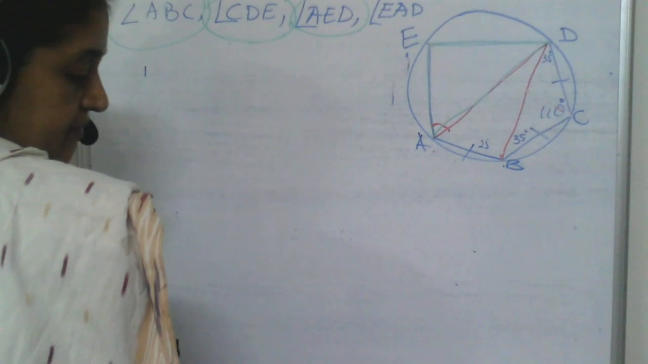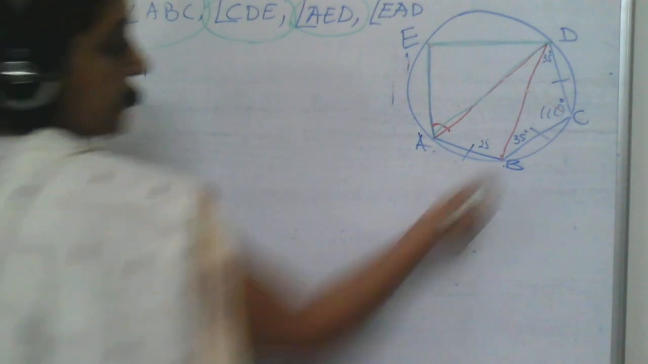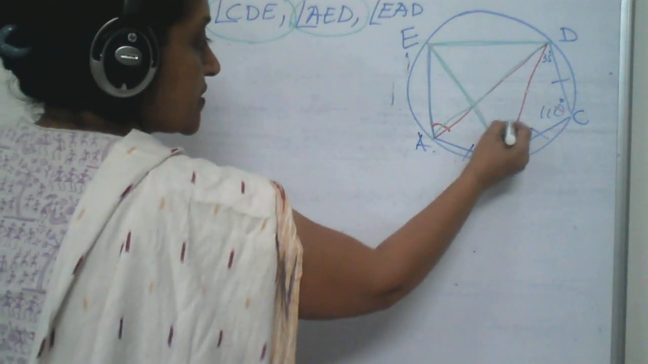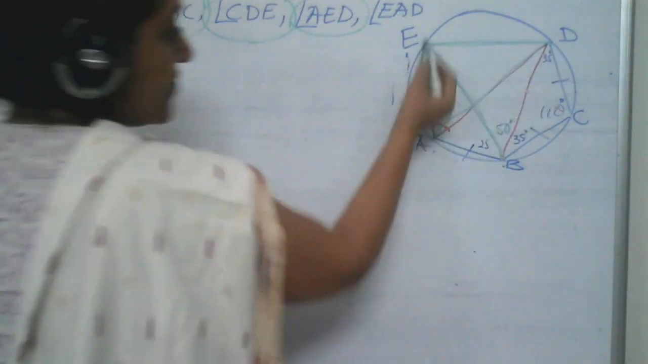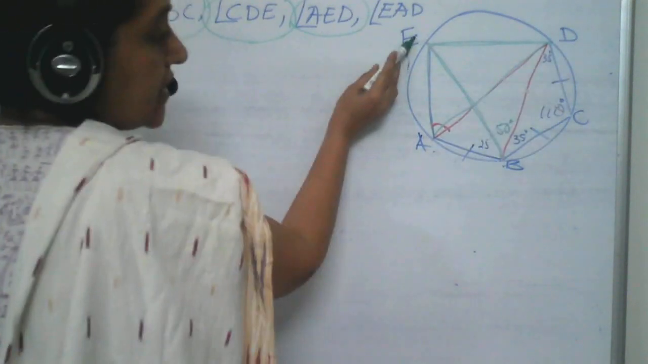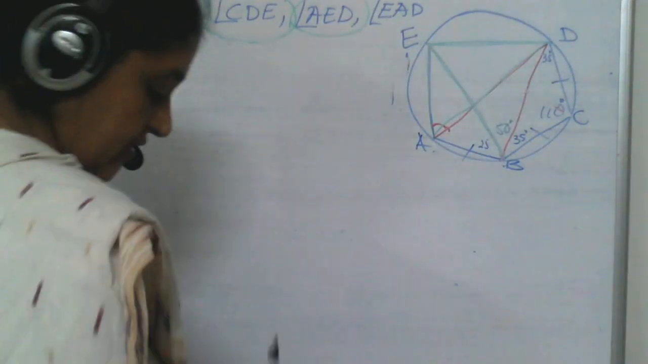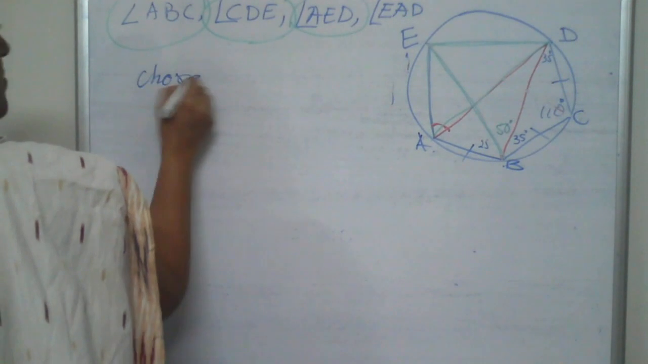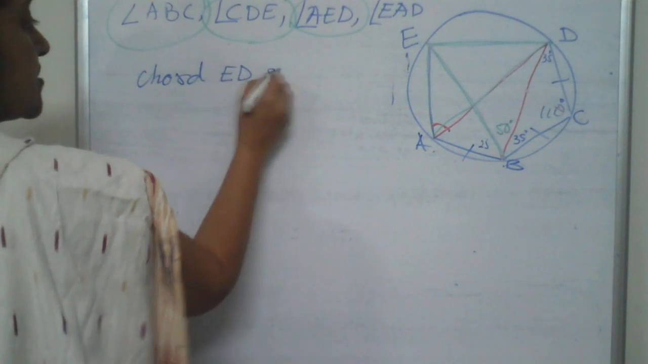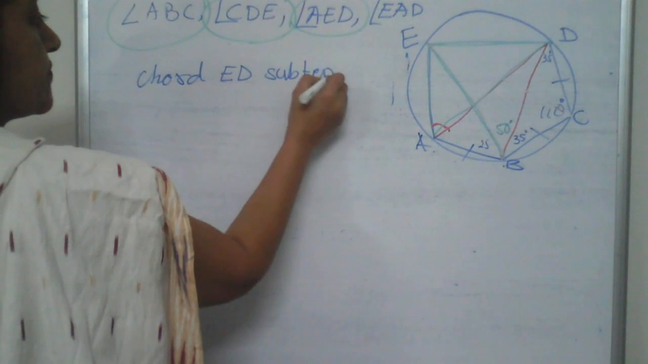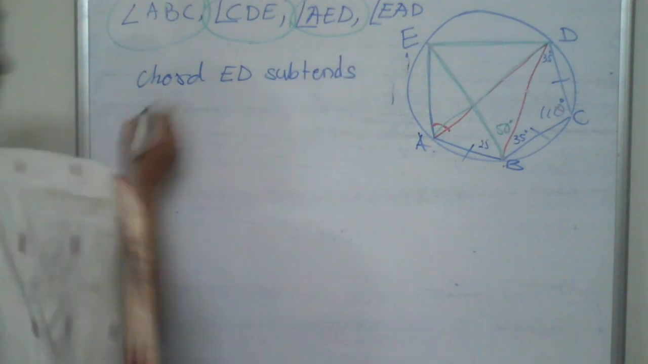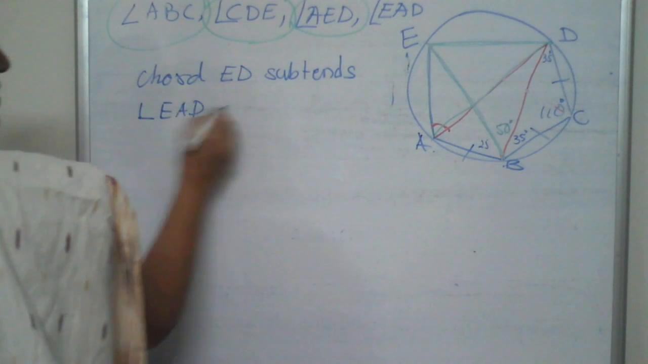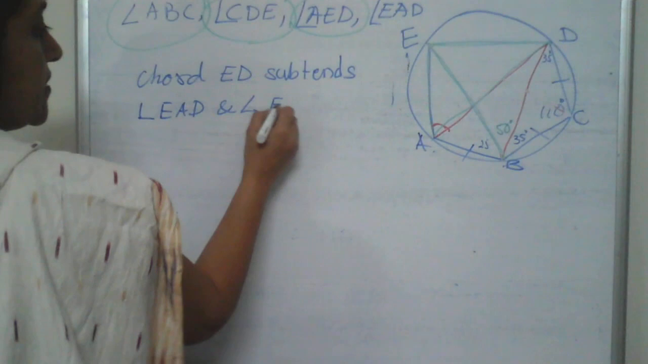EAD and, I just erased this part if you remember. Okay, this was 50, correct? So ED subtends EAD and EBD. Okay, let's write it. Chord ED subtends angle EAD and angle EBD.